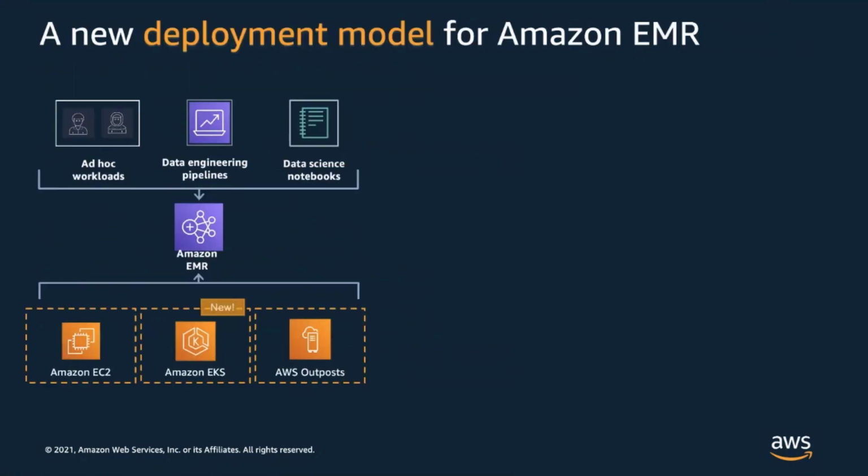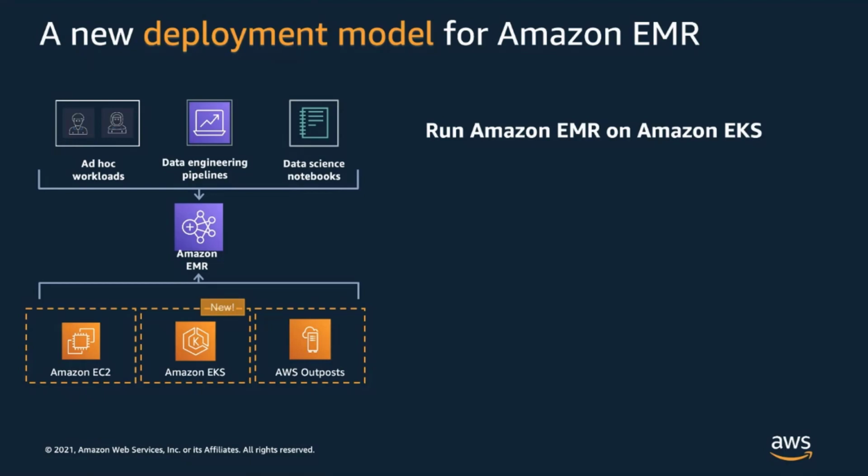So what we've done is we've got a new deployment model for Amazon EMR that makes it easier for you to run Spark on Kubernetes. And so what you can do is you can now run EMR on EKS, and you may have your data science pipelines and notebooks up top there. They can still interface with EMR.